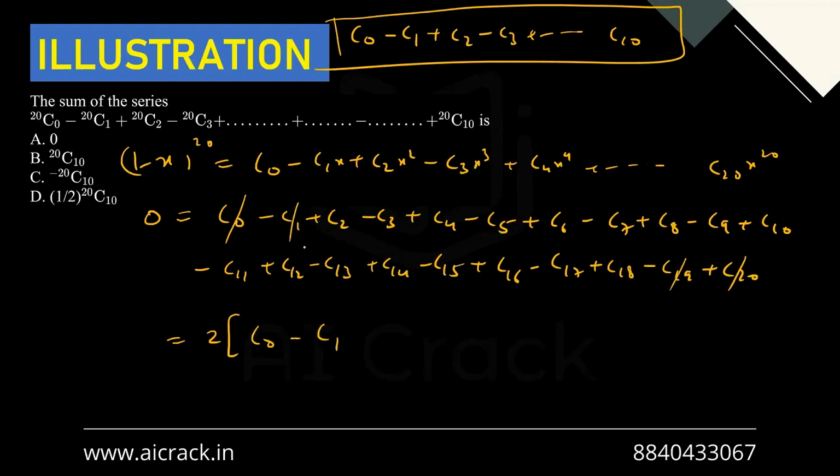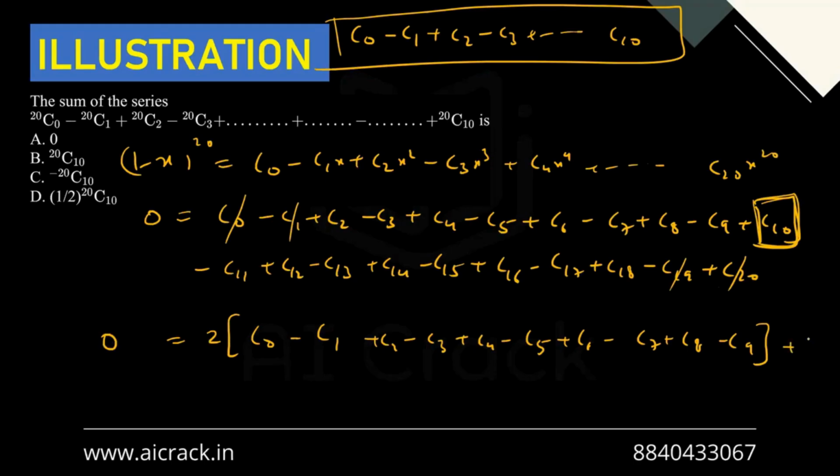Similarly, we can write down till C2 minus C3 plus C4 minus C5 plus C6 minus C7 plus C8 minus C9, right? We can see C2, C18, C3, C17, C4, C16, 5, 15, 6, 14, 7, 13, 8, 12, and 9, 11. This one is still left, right? This one is left. It has no pair. So basically, we are getting 0 equals this plus C10.